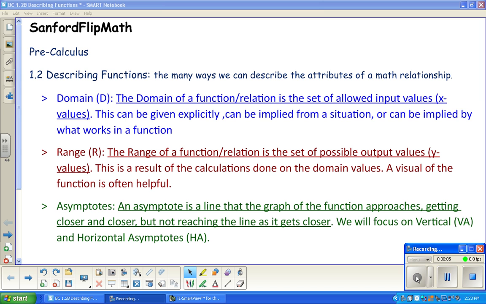We are working on PreCalculus, in section 1.2. We are describing functions. Basically, what we're looking at is the many ways we can describe the attributes of a function. We're going to start out working on functions that we already know how to deal with. And then as the year goes on, we will be using this vocabulary to talk about the many facets of the different functions that we're going to be working with. So you need to hang on to these ideas, because this is not just a one-time thing.